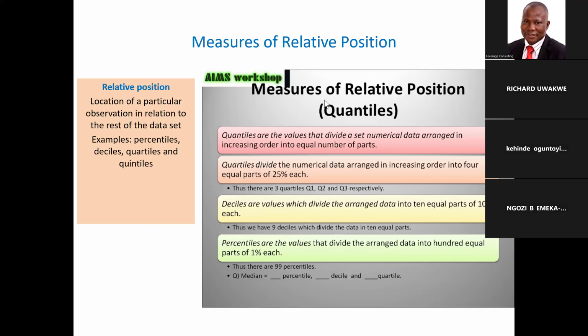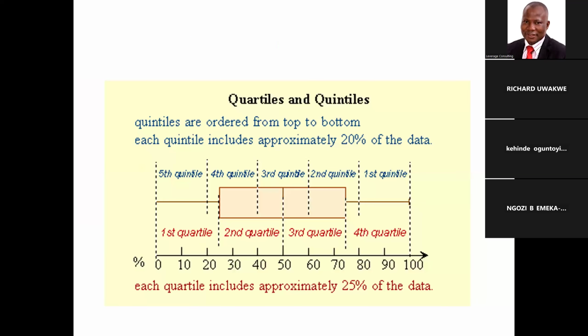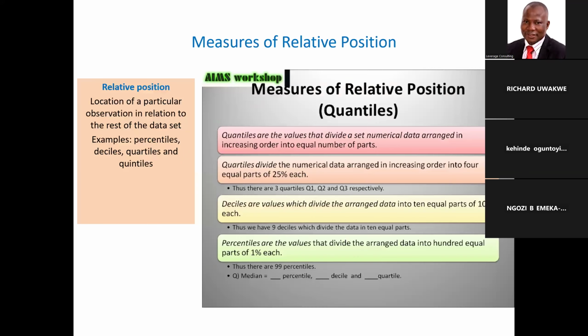Now, there's something here. Most of the time, as I've already said, we use the quartile, but those who are doing research, economists generally, want to measure socioeconomic status. So they use quintile. You know that the general name for all of them is quantile.